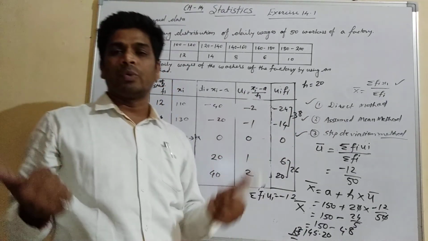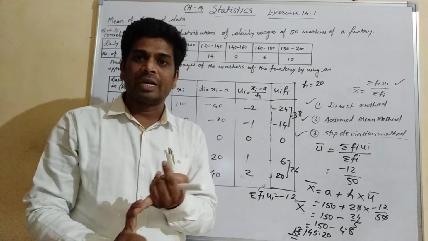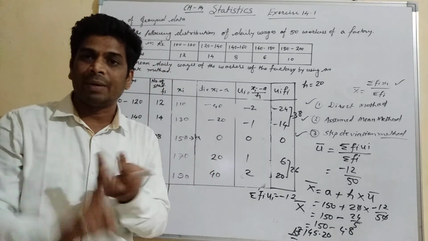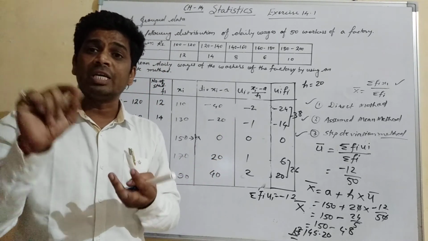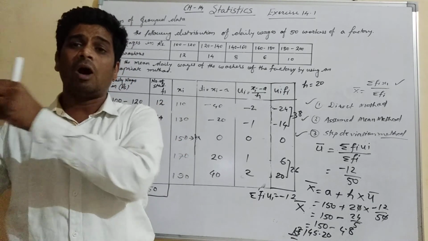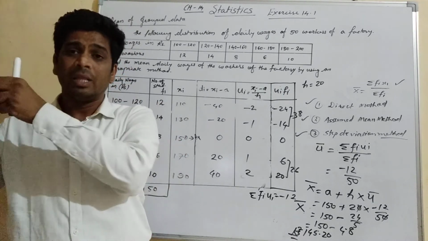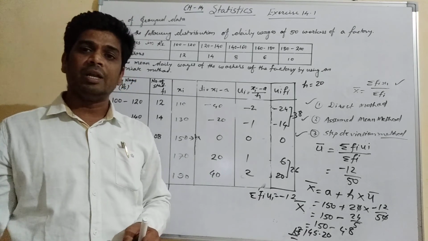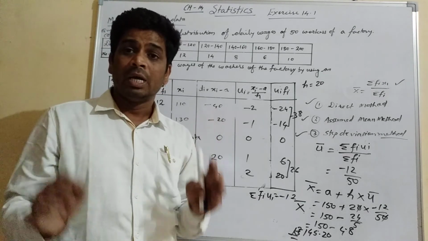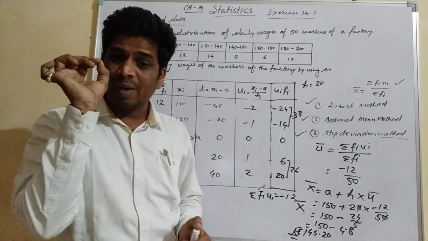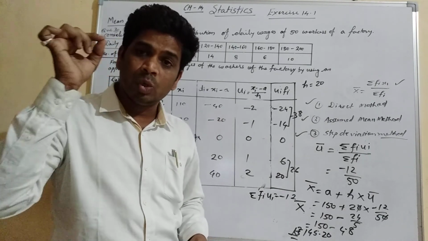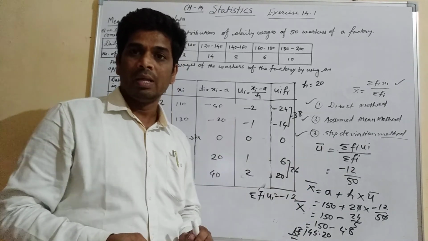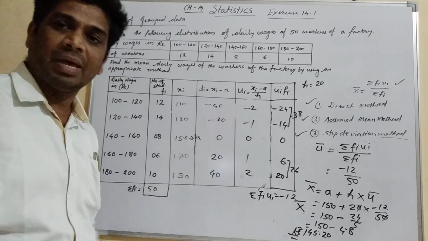So any method you can use, either the direct method or the assumed mean method or the step deviation method, if it is not asked to be solved by a particular method. If it is not given, and only find the mean is written, then you can use any method. And if it is mentioned that you should use the step deviation method only, then you have to use this method only. Okay, otherwise you can use any method to find it.